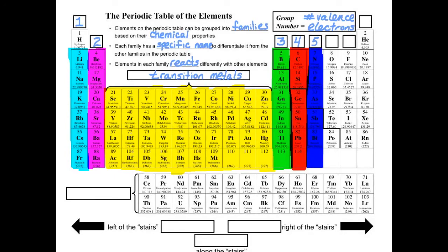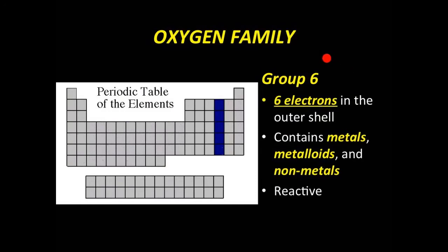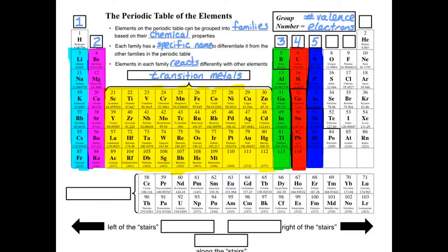Group 6 has 6 electrons in its outer shell. Oxygen is the leader of this group, and so we'll refer to this as the oxygen family, also not commonly used. But 6 electrons in the outer shell, again containing metals, metalloids, and nonmetals. These guys tend to be very reactive. So let us fill in our periodic table and add a little bit of color.